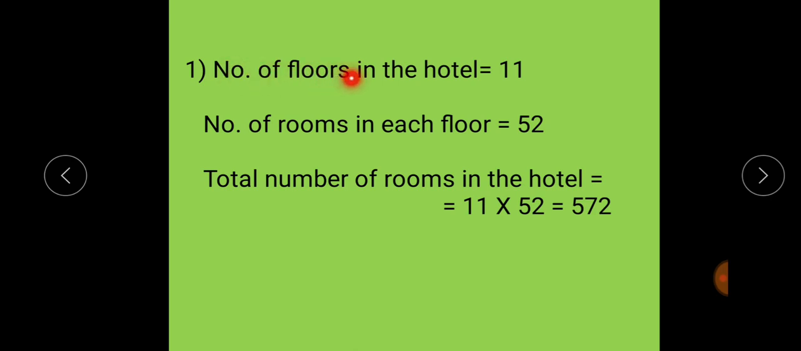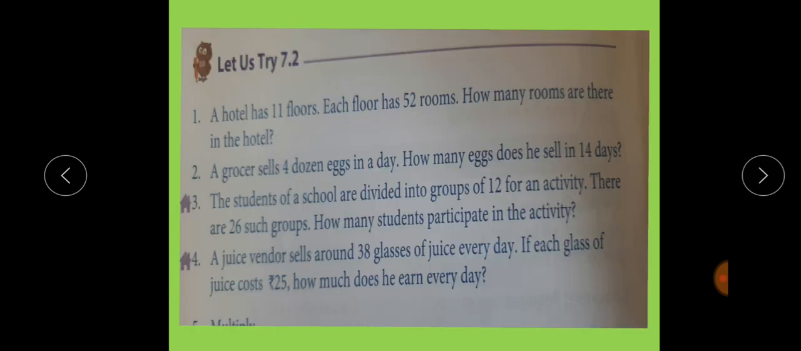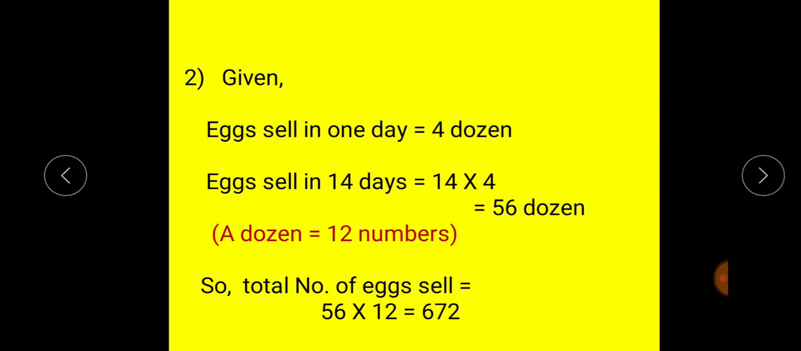So it's given the number of floors in the hotel is 11 and each floor has 52 rooms. So the total number of rooms in the hotel is 11 multiplied by 52, which is equal to 572. Second question: a grocer sells 4 dozen eggs in a day. How many eggs does he sell in 14 days?